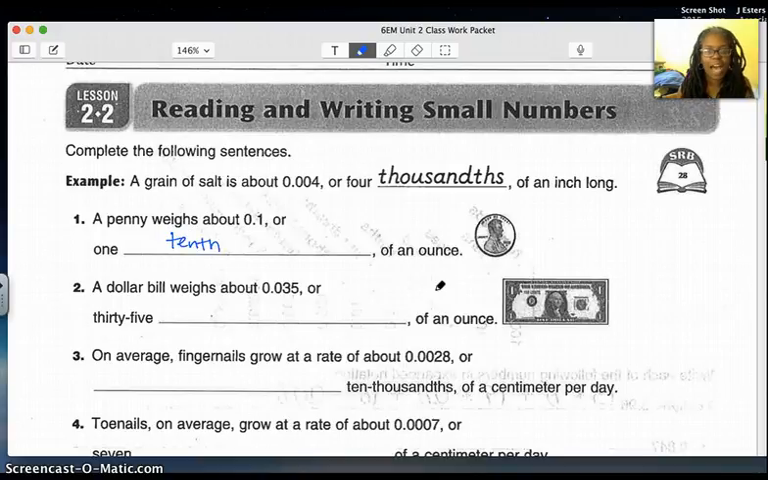All right, so 1/10 of an ounce. I'm going to ask you to finish up. See if you can get all of these correct. Pause me now, take a moment to try it, and then we'll look at the answers together.